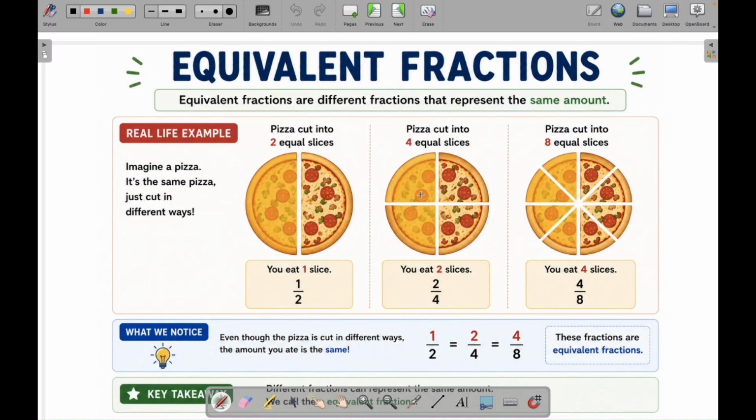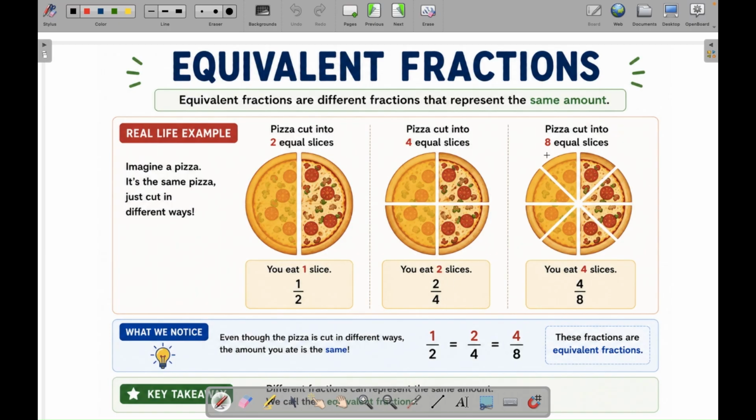Now imagine this second scenario. Instead of cutting it into two pieces, you divide it into 4 equal pieces, and out of those 4 pieces, you have 2 of the slices. Now if I have to represent this as a fraction, the denominator is 4 because I'm dividing this into 4 equal parts, and the numerator is 2 because I'm only having 2 parts. So 2 out of 4.